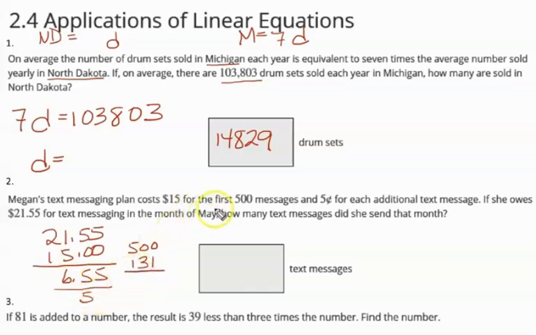Now, I've seen in the past where students did problems similar to this. They would put the 131 here. But that's not what they're asking. They're asking how many messages did she send that month. So you have to add the 500 to it. So it's 631. Okay. And we didn't use a formula for this. We just used a little bit of arithmetic.